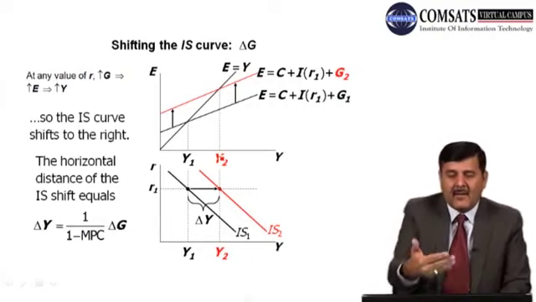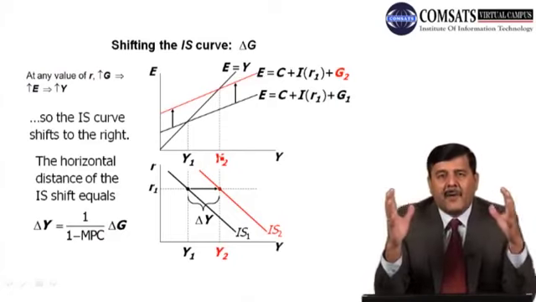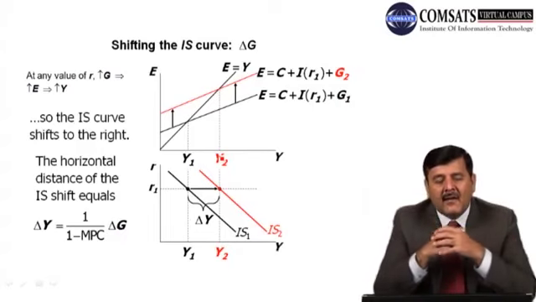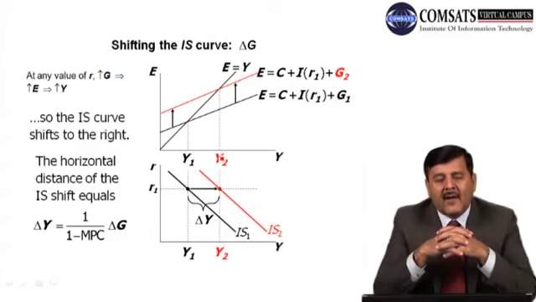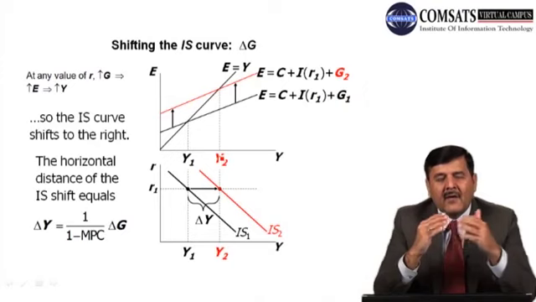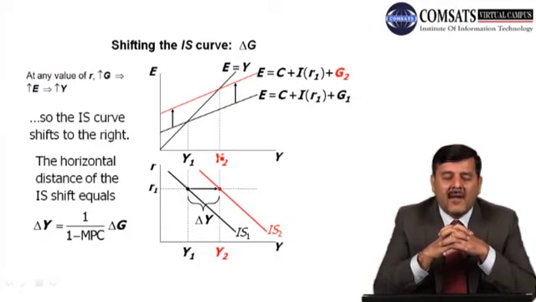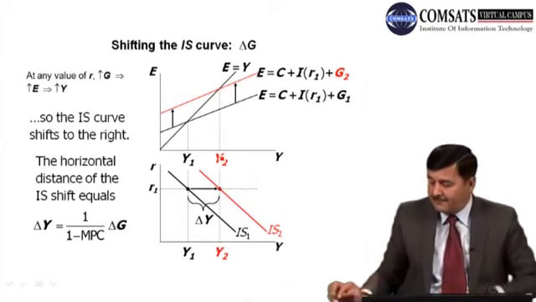So I can re-summarize what we have learned in this diagram. Basically we want to see how fiscal policy variables, which are G and taxes, can shift the IS curve. We saw that if the rate of interest is given and government spending increases, then E increases, planned expenditure rises, and when planned expenditure rises, income increases. So the IS curve will shift rightward. The horizontal distance of the IS curve shift, delta Y, is equal to 1 over 1 minus MPC times delta G.